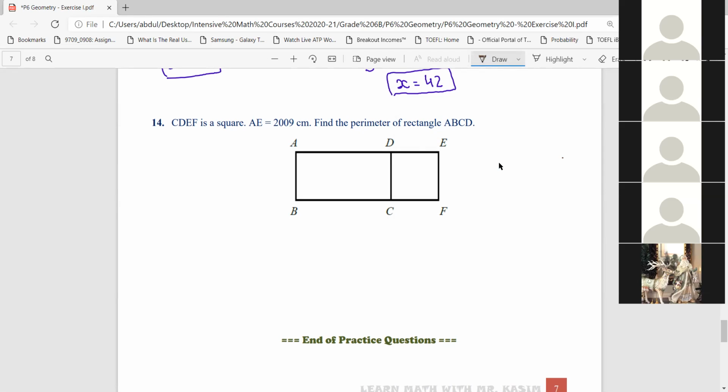Turan, can you read the question? CDEF is a square. AE is 2009 centimeters. Find the perimeter of the rectangle ABCD.